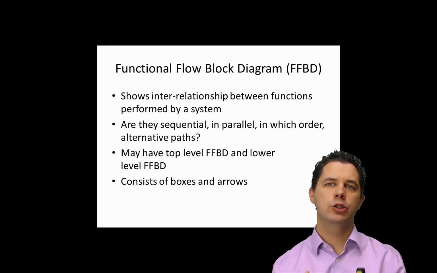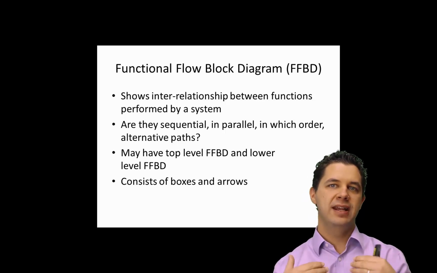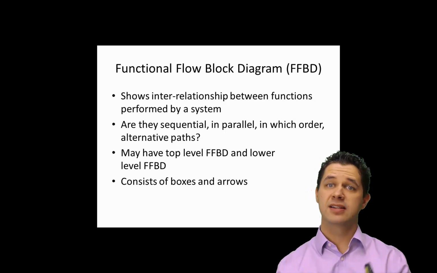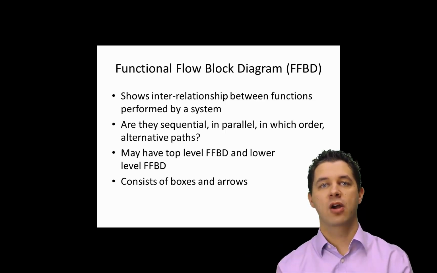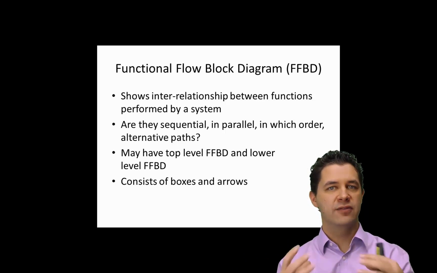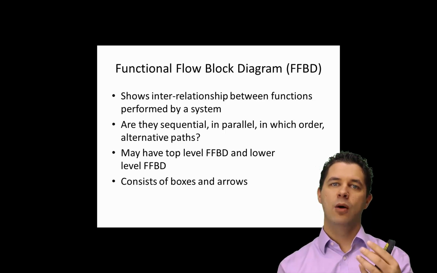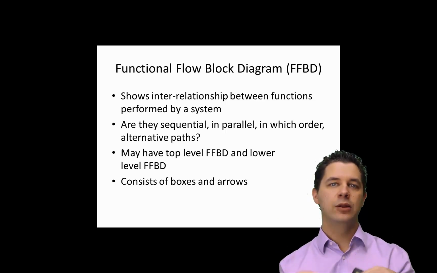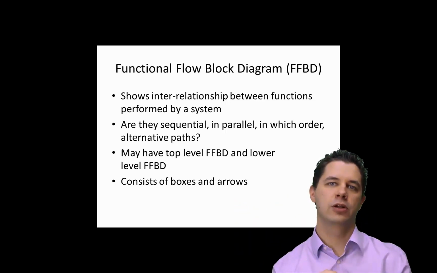Then we have functional flow block diagrams, or FFBDs. And this shows the interrelationship between functions performed by a system. These are fairly similar to some of the sort of things that we'd use when writing code and writing flow diagrams for our code. And it allows us to specify are things sequential, or can they operate in parallel? What are the different functions operating in? Are there alternate paths? And we might have a top level functional flow block diagram and then lower level ones for various parts within that functional flow block diagram.